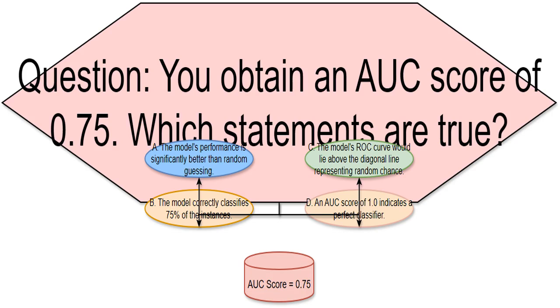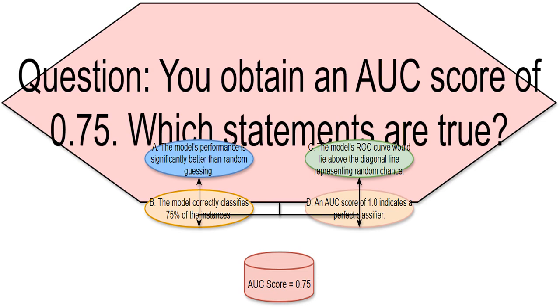Remember, AUC is not a measure of the percentage of correctly classified instances. That's accuracy. Instead, it tells me the probability that my model will correctly rank a positive instance higher than a negative one. This question asks you to interpret an AUC, area under the ROC curve, score of 0.75 in a binary classification model. I'll guide you through each statement.